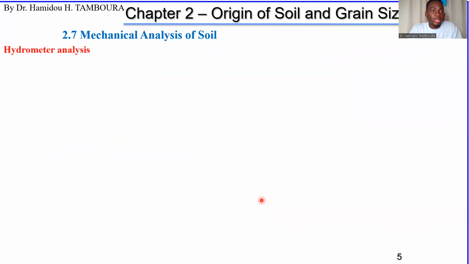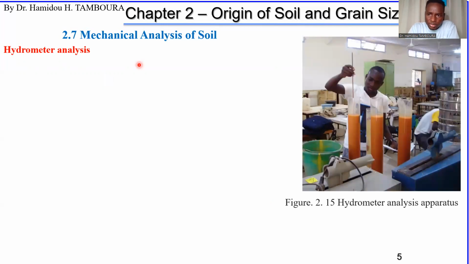How about the hydrometer? Now we are talking about this sieve analysis and hydrometer analysis just roughly speaking, not in detail. After that, we will talk about them in detail also. So what is hydrometer analysis? Hydrometer analysis is, this is what I'm doing here. This is me when I was a bachelor's student in my country.